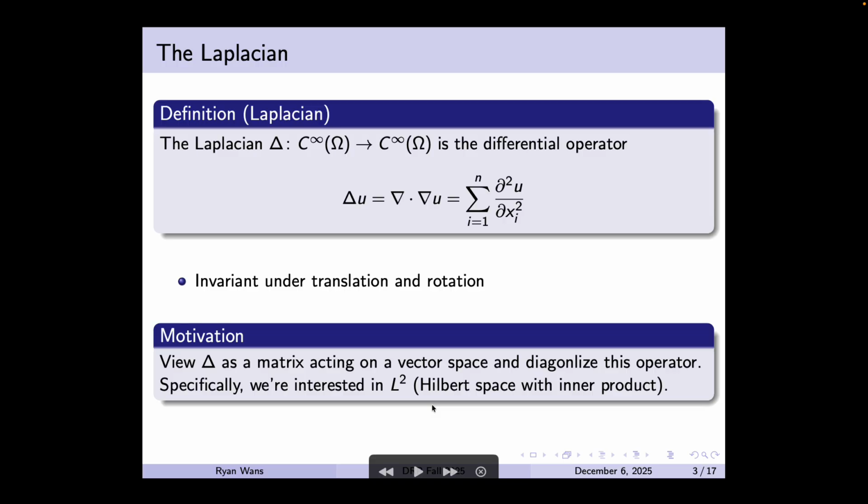and it's just a C infinity function in our case because we don't want to care about Sobolev spaces, and if the resulting function is also differentiable. The nice property is that it's invariant under translation and rotation, and the goal is to treat this like a matrix over a vector space and diagonalize it. Specifically with the vector case of L2, because it's a Hilbert space and it's got a nice inner product, we can use the spectral theorem and some other nice tools to uncover some facts about its spectrum.